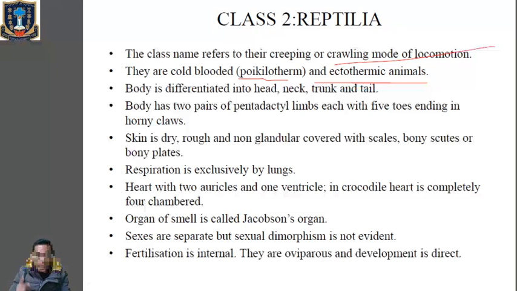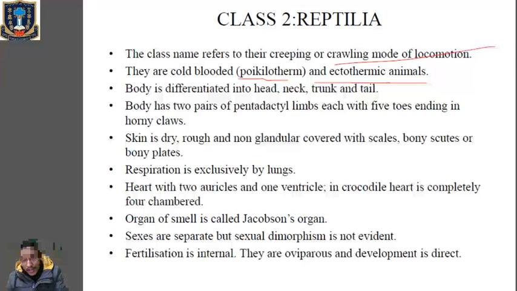But do remember, there is one exception. The exception is that the crocodile has a 4-chambered heart. So all reptilians have a 3-chambered heart with 2 auricles and 1 ventricle, but the crocodile, which is also a reptilian, has a 4-chambered heart. The organ of smell in reptilians is called the Jacobson organ. Sexes are separate, but sexual dimorphism is not so evident. Fertilization is internal, it takes place inside the body, and they are oviparous, egg laying, and the development is direct.